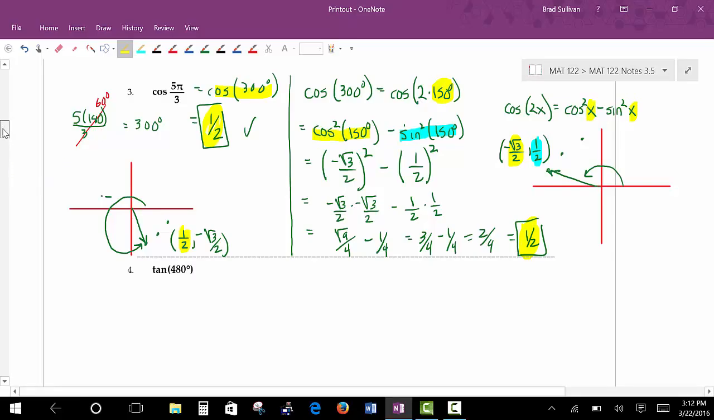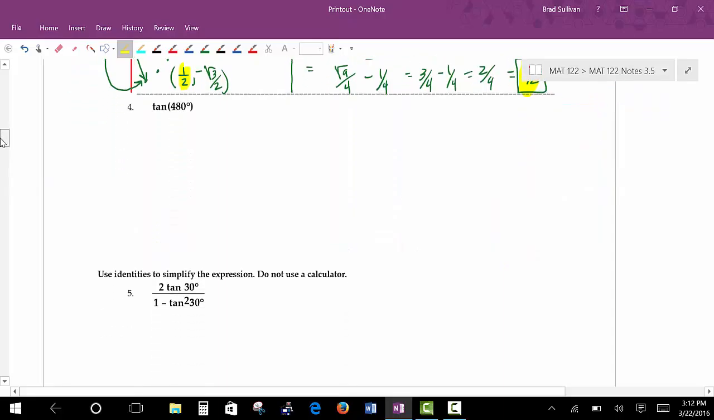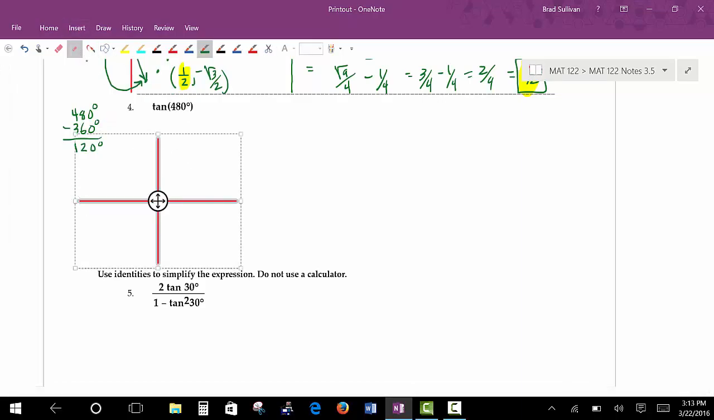Okay, so let's go down. Let's work a little bit with a tangent now. So first of all, on this problem, we know that we're more than one rotation around the circle. So if I subtract 360 from it, I get 120 degrees. So if we looked at a unit circle diagram on this problem, it looks like we would have an angle that looks like this. First of all, we would be in quadrant 2, okay, but we would have an extra rotation.